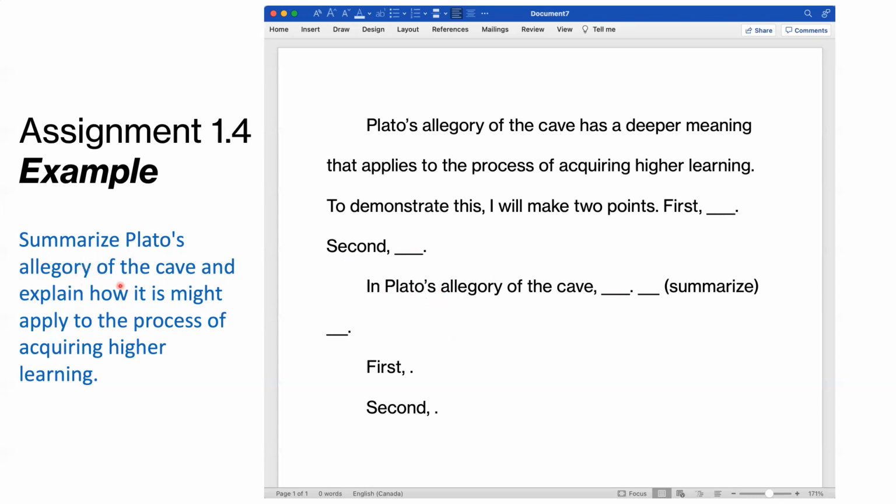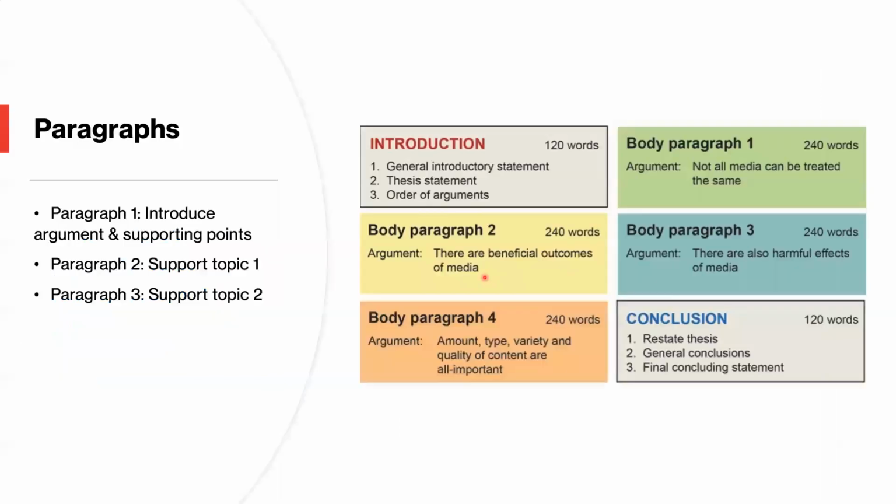Now for explaining, that's where your 2 points come in. You can have a paragraph for your first point where you explain how it applies to higher learning, and a second point about how it applies to the process of acquiring higher learning. So now you have an introduction that introduces what you're talking about and the supporting points that you're going to go through. I'm going to go through this in more detail after I show you a few more examples from the other assignments.